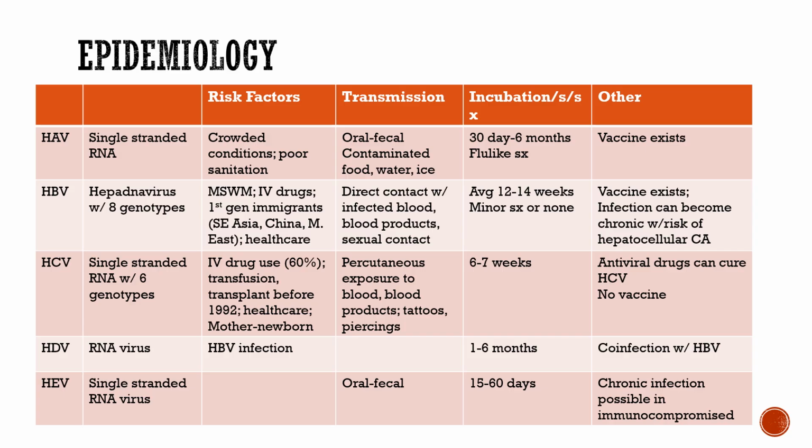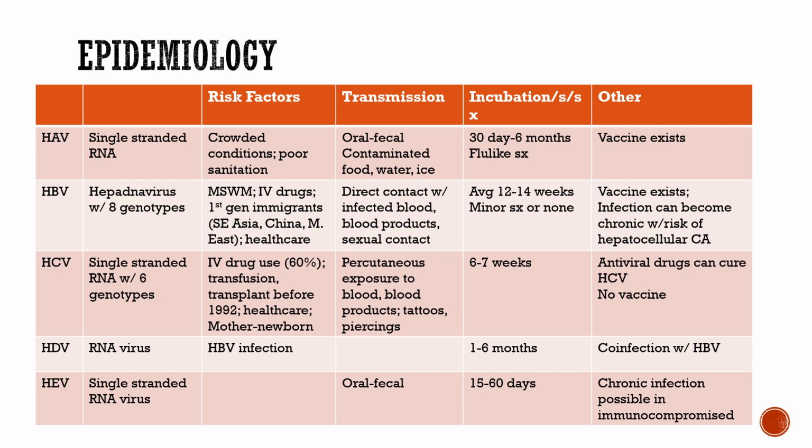The incubation period is anywhere from a month to 6 months. Persons often have flu-like symptoms. The good thing about hepatitis A is that a vaccine exists. For people who are at risk for developing hepatitis A, or people who are traveling to third world countries where hepatitis A is endemic, the vaccine exists.